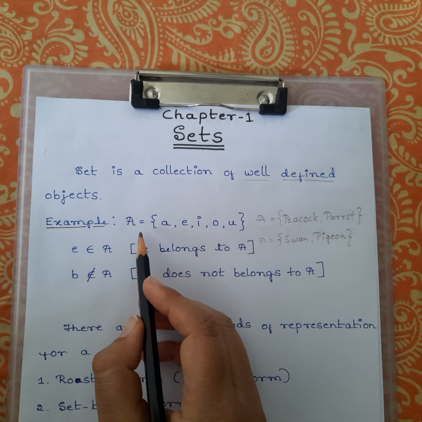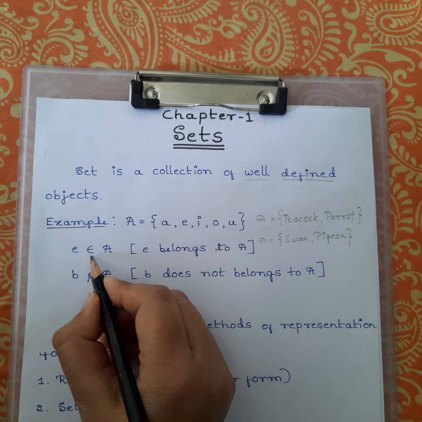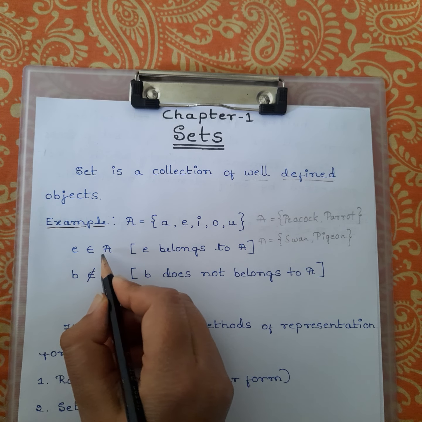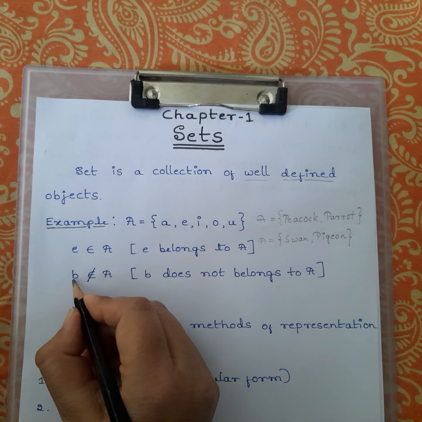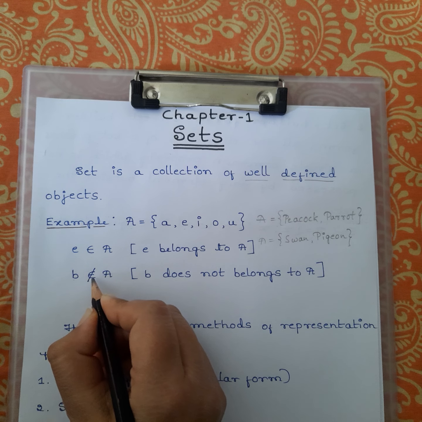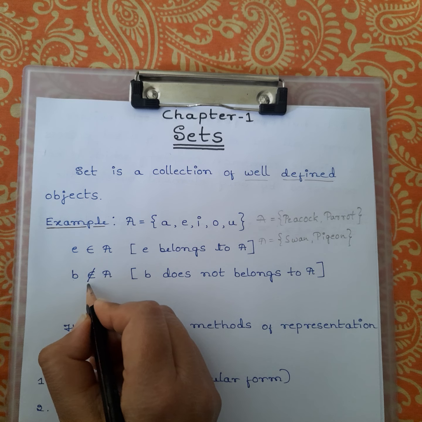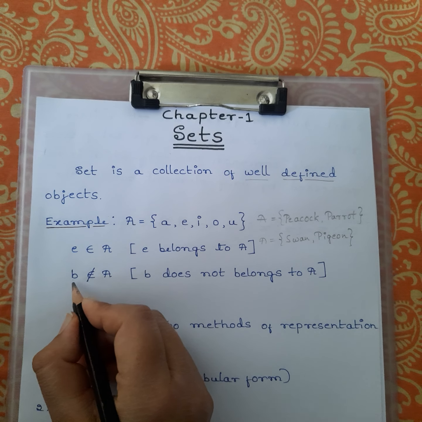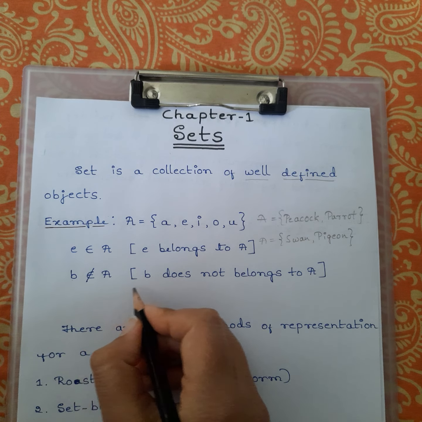Again, coming back to this example, here we have E belongs to A. This symbol denotes belongs to. So E belongs to set A, that means E is an element of the set A. Here we have B does not belong to set A. This symbol denotes does not belong to. So B is not an element of set A, and we can write B does not belong to A.